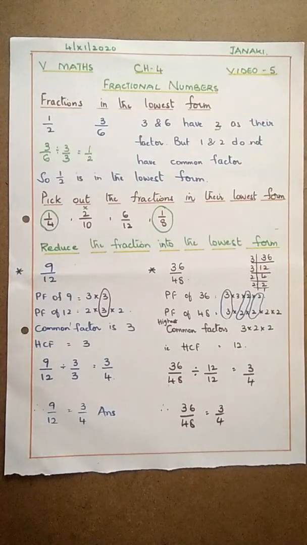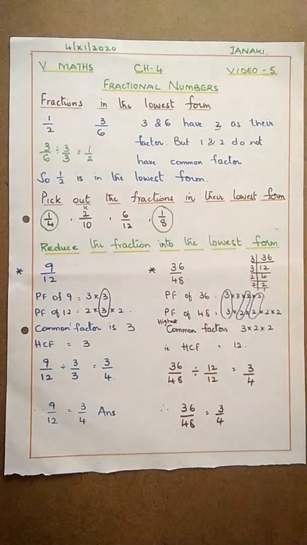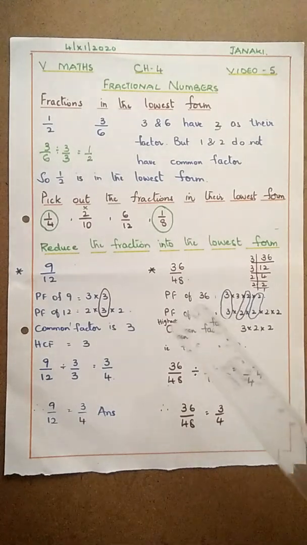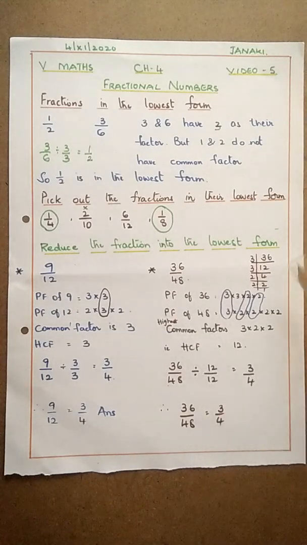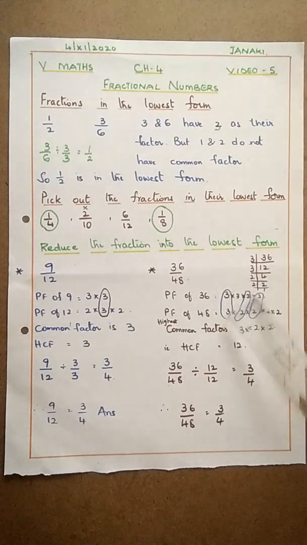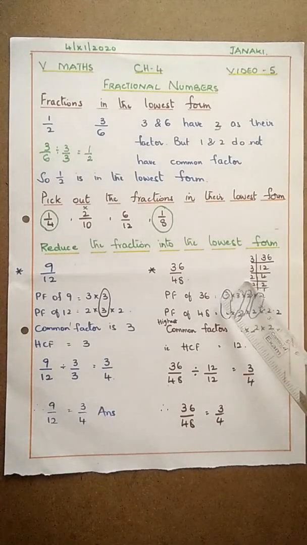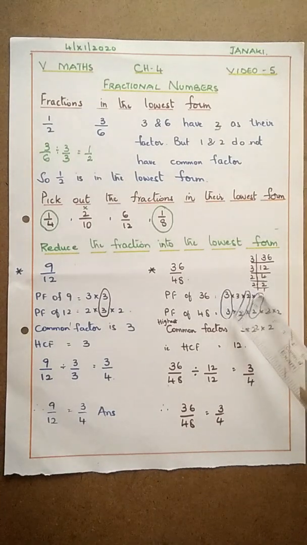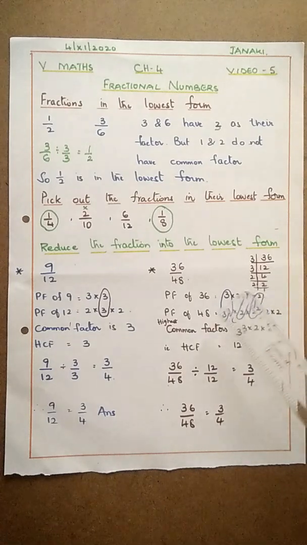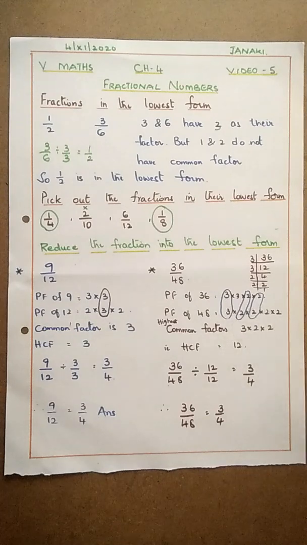Now let us take another example. 36 by 48. Here, let us write the prime factorization of 36. Here, I have shown 36 divided by 3. 3 12s are 36. Again divided by 3. 3 4s are 12. Again divided by 2. 2 2s are 4. Divided by 2 again. So, you can write the prime factorization of 36 as 3 into 3 into 2 into 2.